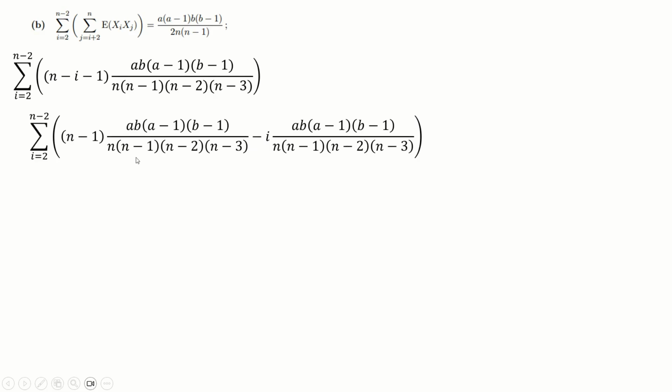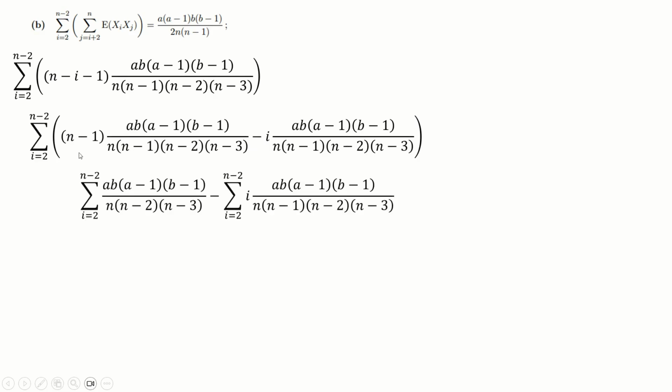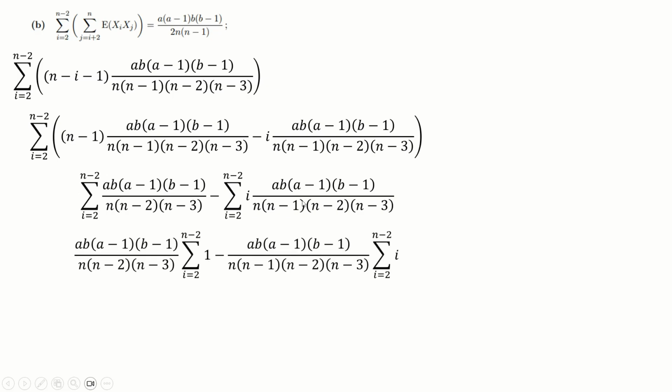Now, the n minus 1s cancel, but even better than that, we can separate the sum out into two different things. And now this doesn't have anything to do with i at all. This is just a number that's completely independent of the sum that's going on. So let's just pull it out to the front and just say there's a 1 there. And likewise here, just pull this out to the front and say that there's an i there, because there still is. Now the sum of 1 from 2 to n minus 2 is just how many things are here, which again is n minus 2 plus 1, which is n minus 3.